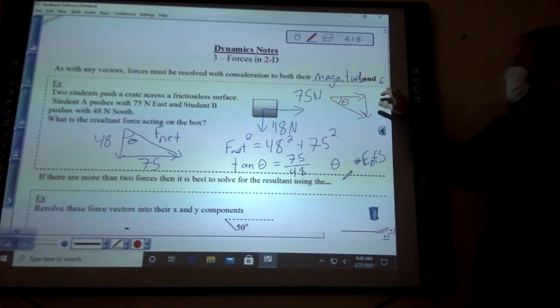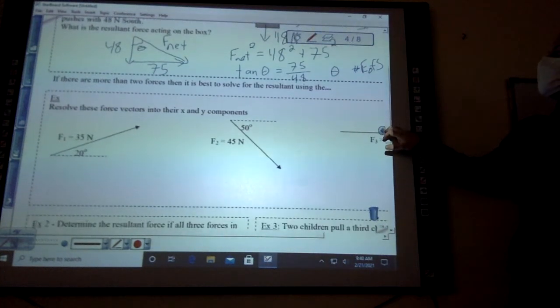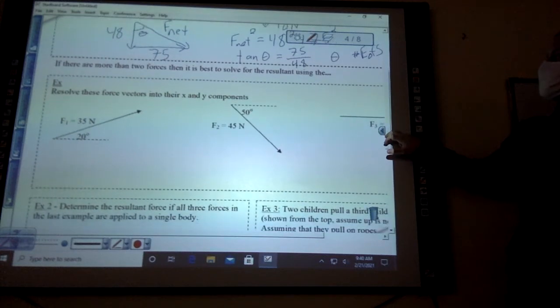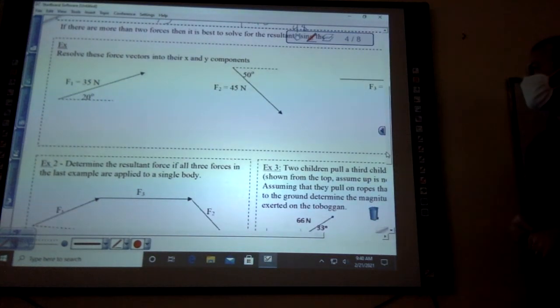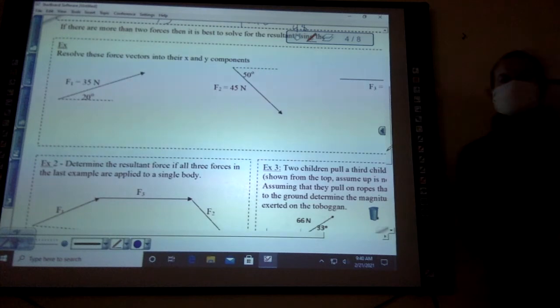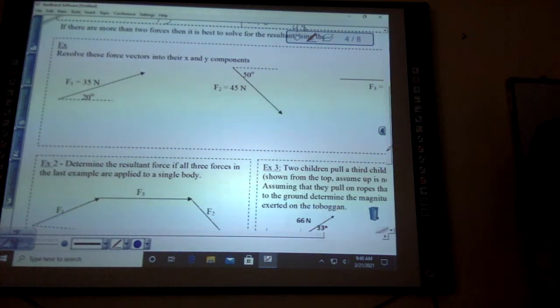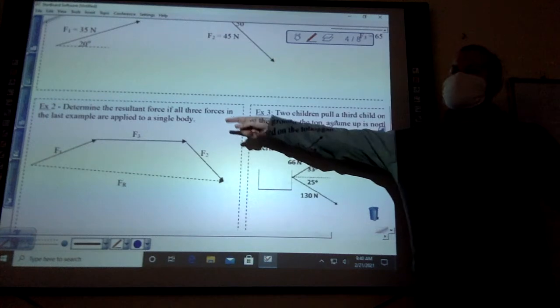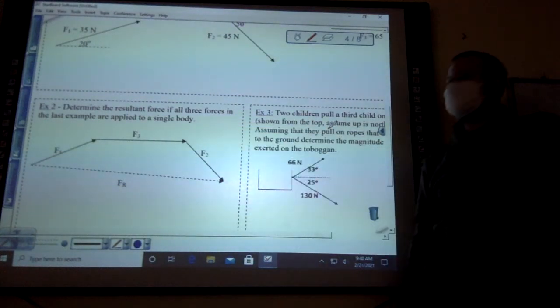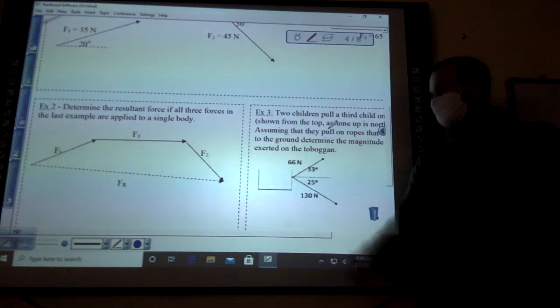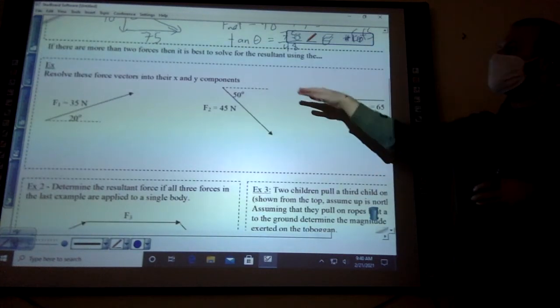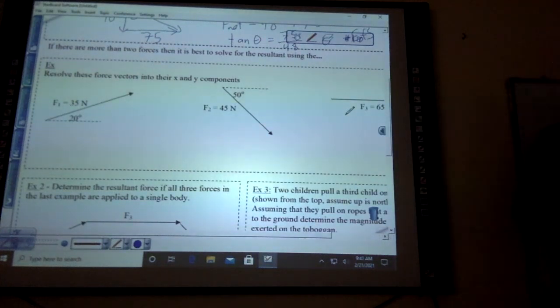So let's continue on. Are there more than two forces? Yeah. So here's the case that Hesham was asking about. If there's more than two forces, you're not going to be able to solve this using the trig method, because as you can see from this, you haven't learned how to solve a quadrilateral. So we're not going to do that. All we're going to do is break these up into components, and then it'll be easy. That's going to be the easy method to do this.